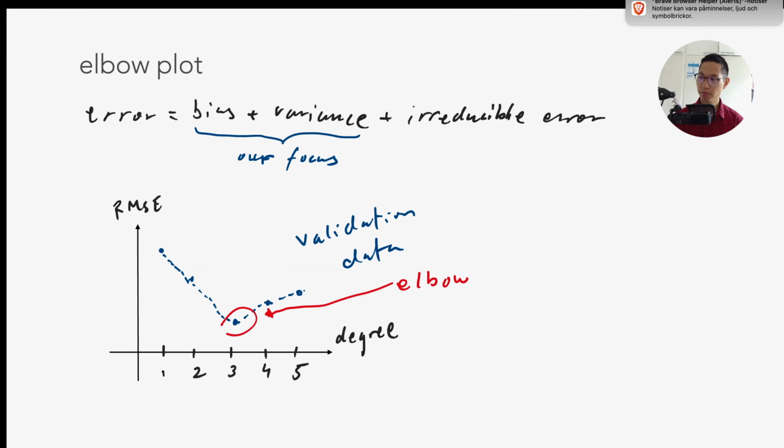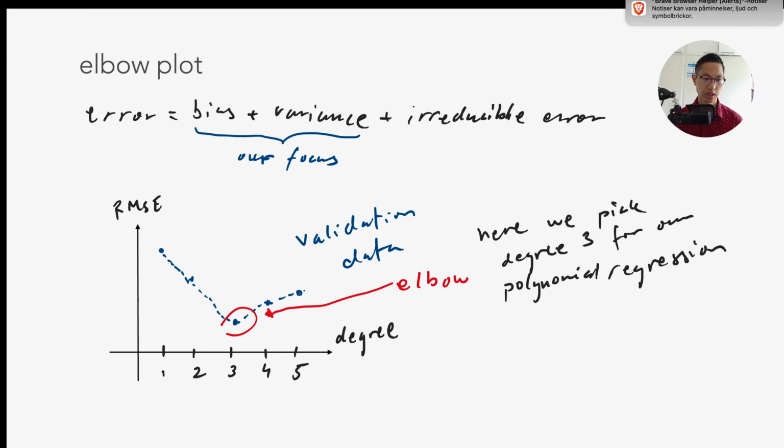And then when you have picked this, the elbow, the degree is the hyperparameter, and then you can use this to train on all your training and validation data so that you can predict on the test data. This means that we have a train, validation, test split. It's splitting in three. Yes. Here we pick degree 3 for our polynomial regression.